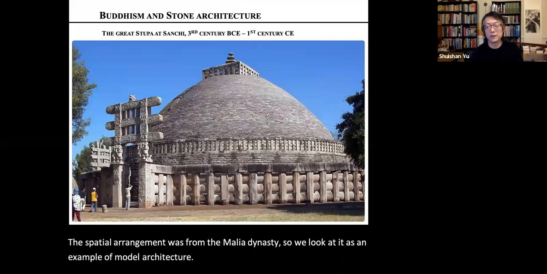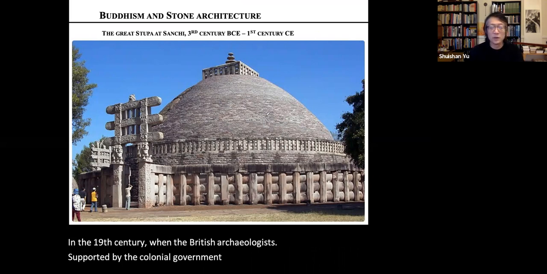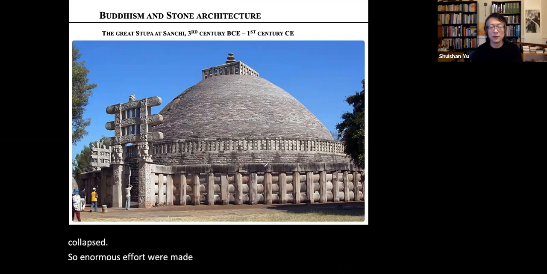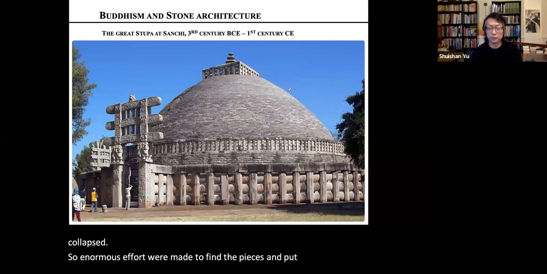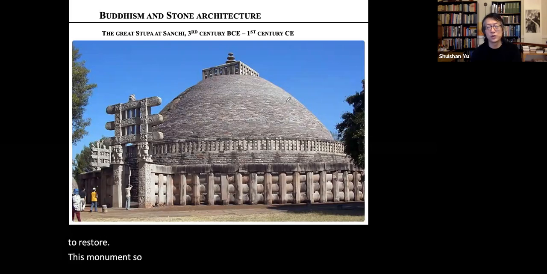In the 19th century, when the British archaeologists, supported by the colonial British government, came to the site to restore it, they found everything buried under dirt and collapsed. So enormous effort was made to find the pieces and put them together to restore this monument. So this is after restoration, obviously, the Great Stupa at Sanchi.